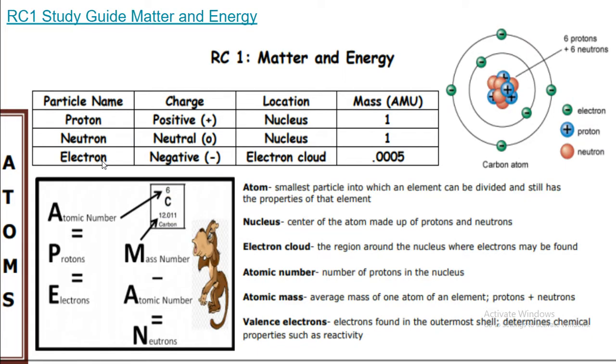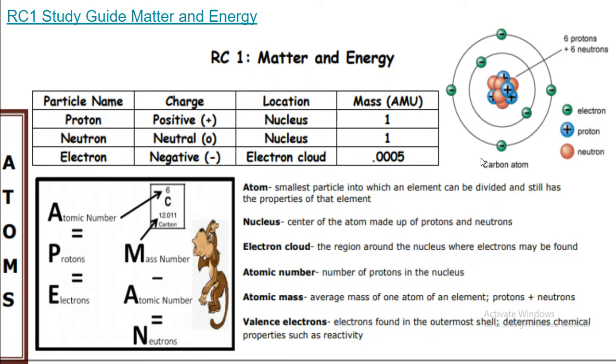The electron has a negative electrical charge. It's found in the electron cloud and has a mass of 0.0005, or we just say that the mass is so small it's not considered when taking into account the mass of the atom. So here are your electrons. They have a negative electrical charge. They're found in the electron cloud, and remember, they're so small they hardly have a mass.